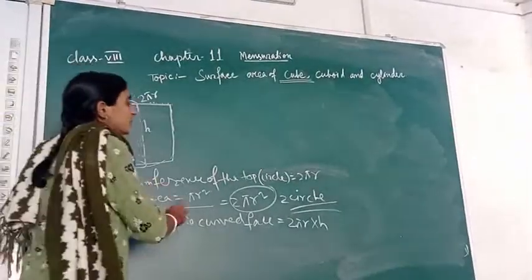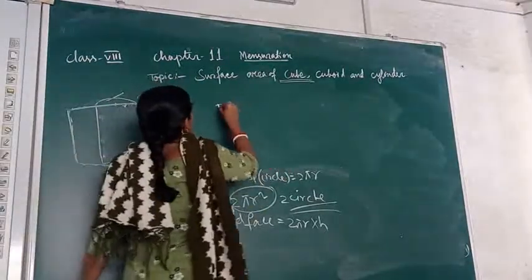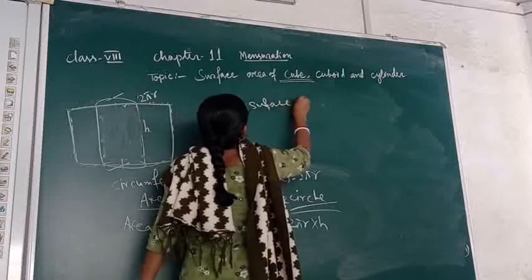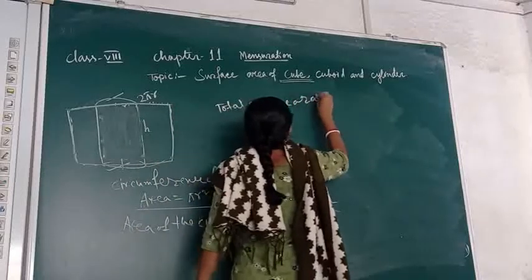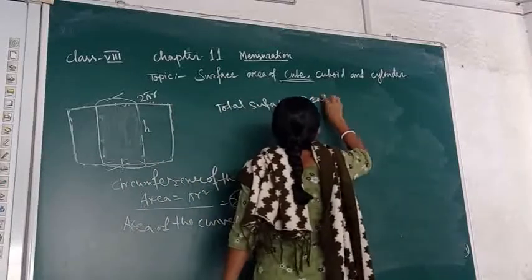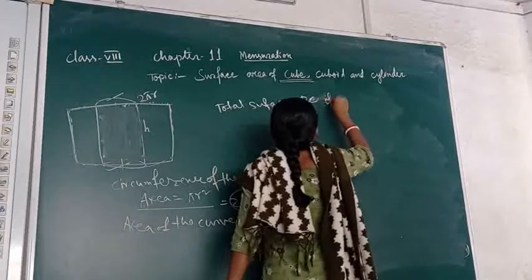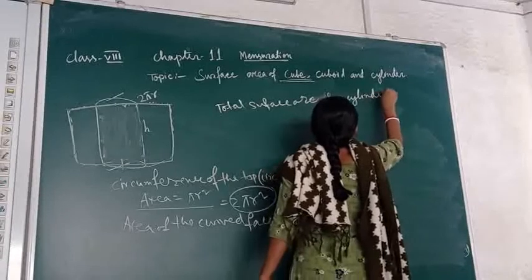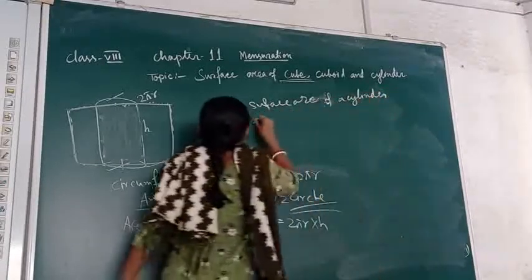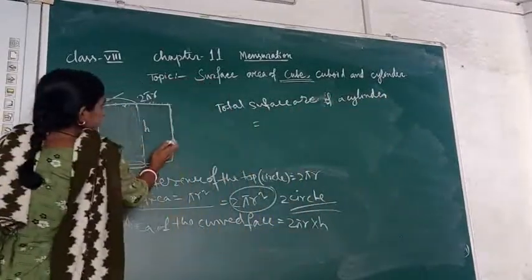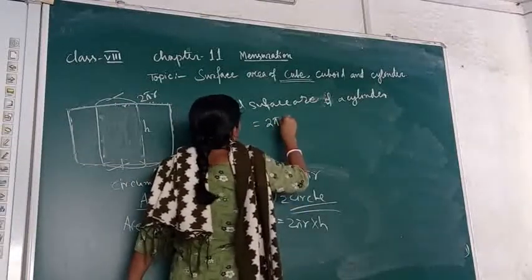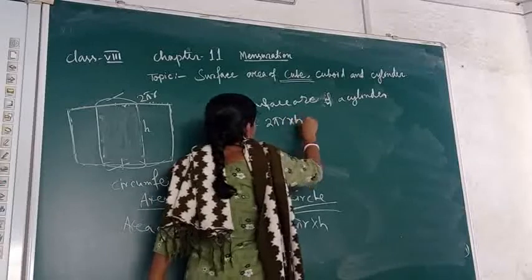So let's find out the total surface area of a cylinder, which will be equal to what? First, the lateral surface area. So lateral surface area is what? 2 pi r into h.